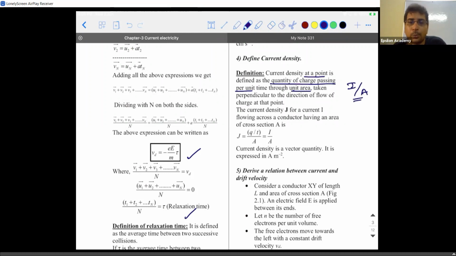Here, an important point to be noted is that current density's direction is always taken perpendicular to the direction of flow of the charge at that point. That is, if you take this as a conductor, and the charge is flowing in this direction, the current density will be in the direction perpendicular to it. So an important conclusion is that current density is defined as a vector quantity, and its unit is ampere per meter square. Current is measured in ampere and area in meter square. This is all about the basic definition of current density.